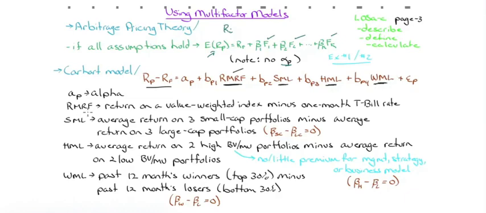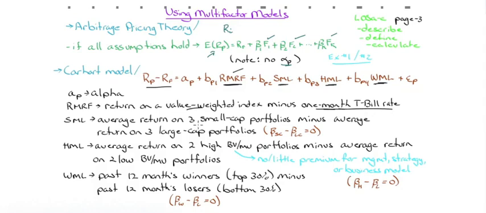So RF is the return on a value weighted index minus the 1 month T-bill rate. By value weighted, it just means market cap. It doesn't mean it's an equally weighted index. It's just a market cap weighted index. That's what value weighted means. And this is important, right? Minus the 1 month T-bill rate.